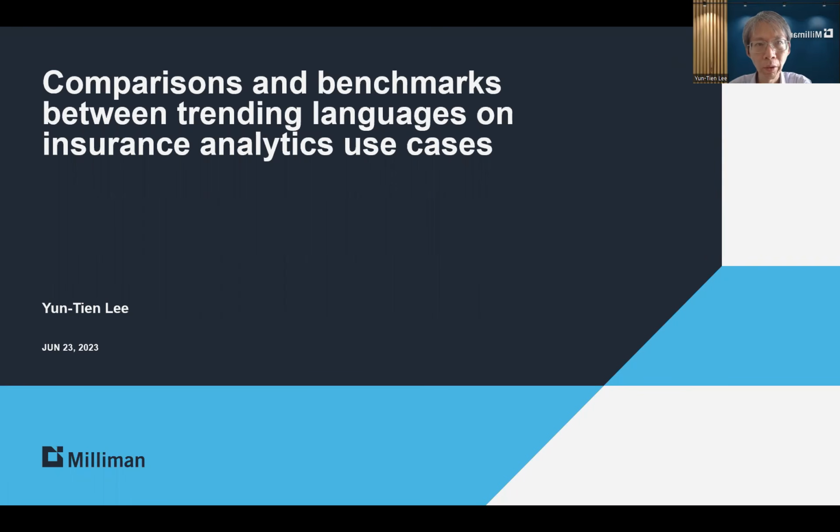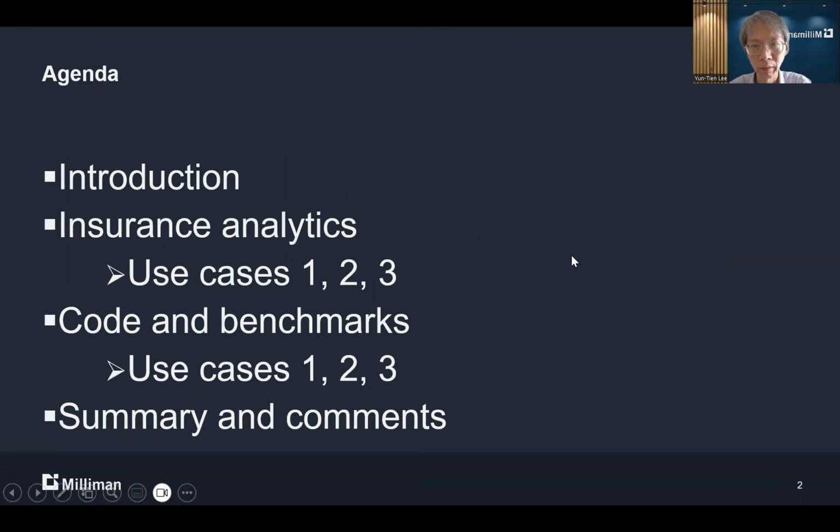This session is about comparisons and benchmarks between programming languages on insurance analytics use cases. This is Yun-Tien from Minimum, and we're a consulting firm focusing on data analytic applications. In this session, I'll be doing an introduction and then going into a detailed explanation of insurance analytics with use cases and with some code and benchmarks.